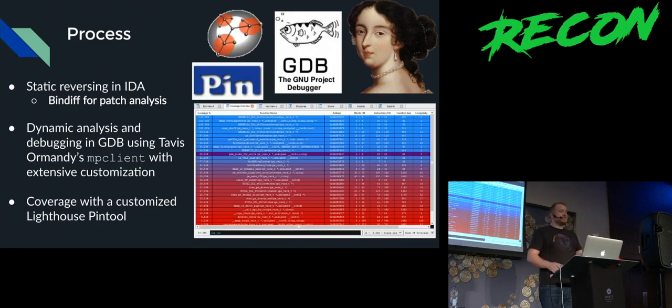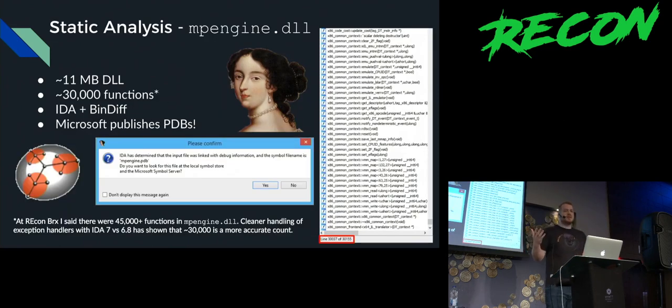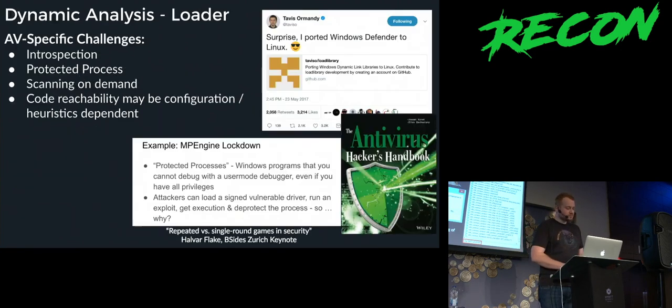I did a pretty standard process of static reversing combined with dynamic analysis, but I did use some unique tools for dynamic analysis that I do want to talk about. Static analysis-wise, IDA: this is a huge binary. It's 11 megabytes, about 30,000 functions, so really, really large. What's really nice is that, despite it being so large and difficult to navigate, Microsoft does publish PDBs, so we get symbols from Microsoft. I also used BinDiff to do some patch diffing to understand some of the mitigations introduced after Project Zero released some vulnerabilities, and to see how those evolved over time.